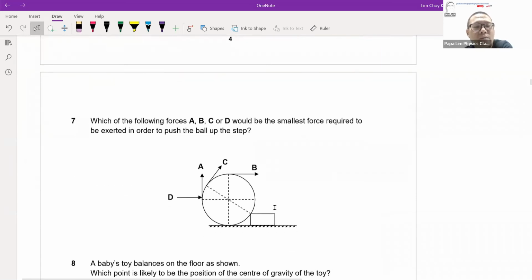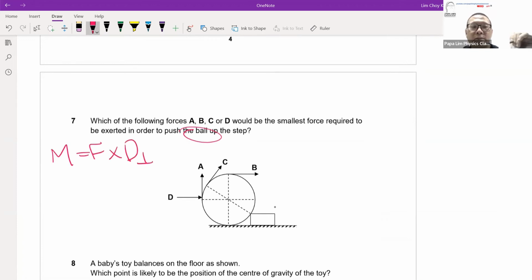Now, question 7. Question 7 is an interesting but familiar question. I've seen it in other past year papers and even the O-level paper, if I'm not wrong. It requires the students to look at moments. To push the ball up, it requires a moment, and moment is force times distance. This distance is what we call the perpendicular distance. And I need the smallest force.